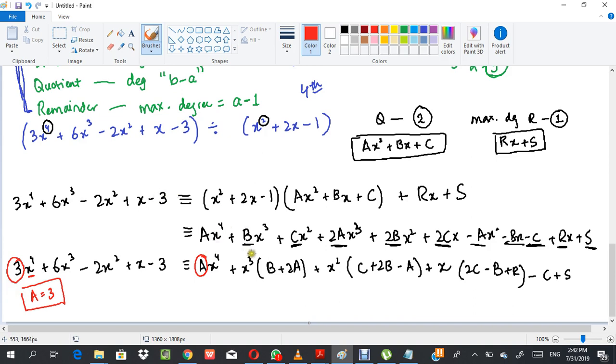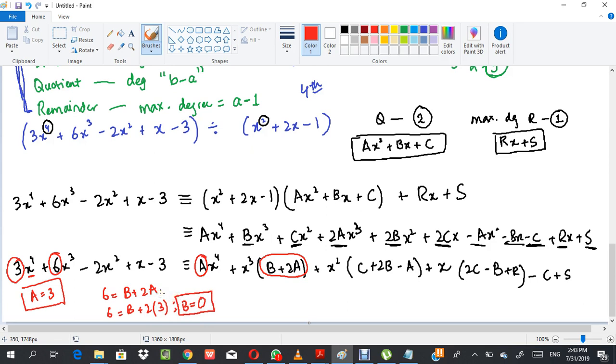We will repeat this process for each of the terms. Now let's come to x cubed. So we can see that on the left hand side the coefficient of x cubed is 6, whereas on the right hand side it is b add 2a. This means that 6 is equal to b add 2a. And since a is equal to 3, we can put this here and we'll have 2 times 3, which is 6 again. So here b is equal to 0.